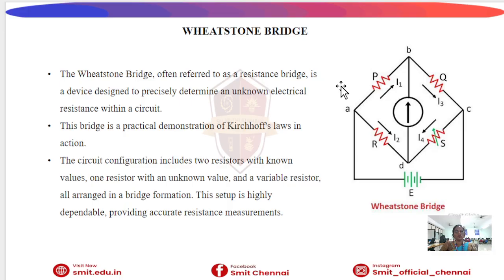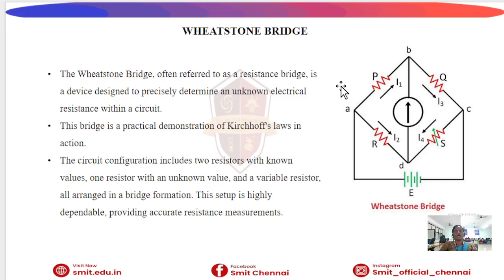This condition is called the balance condition of the Wheatstone bridge. At balanced condition, no current flows through the galvanometer. This means the potential difference across the galvanometer is zero. At this point, the ratio of resistance in one arm is equal to the ratio of resistance in the opposite arm. So we can write P by Q is equal to R by S.